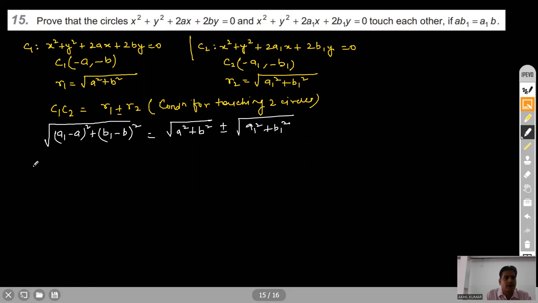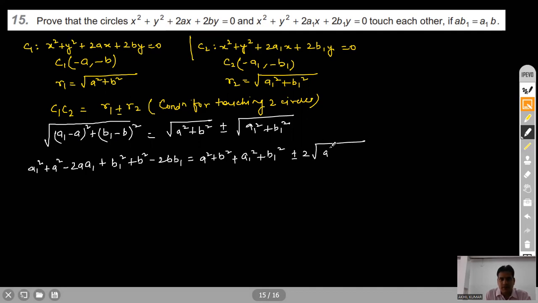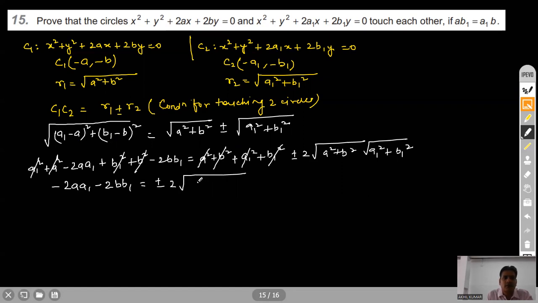What we will have after the squaring: A1 square plus A square minus 2AA1, plus B1 square plus B square minus 2BB1 is equal to A square plus B square plus A1 square plus B1 square plus or minus 2 under root of (A square plus B square) into (A1 square plus B1 square). So this A square will be cancelled out, this B square will be cancelled out, and A1 square, B1 square will also be cancelled out. So we are left with minus 2AA1 and minus 2BB1 is equal to plus or minus 2 under root of A square plus B square, under root of A1 square plus B1 square.